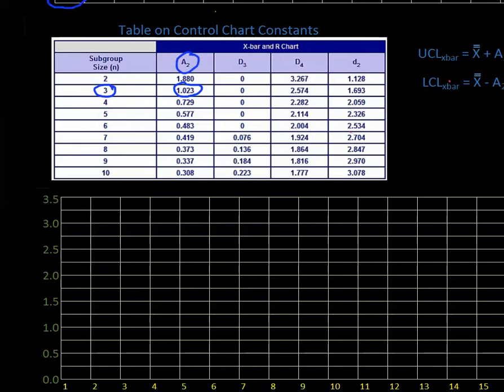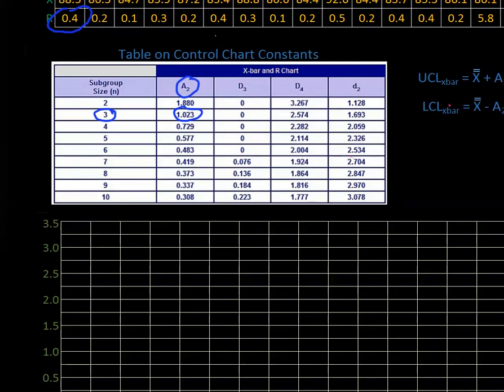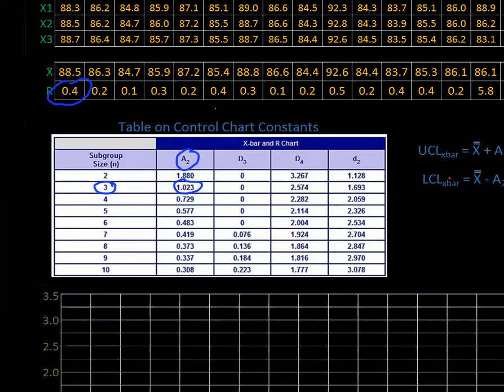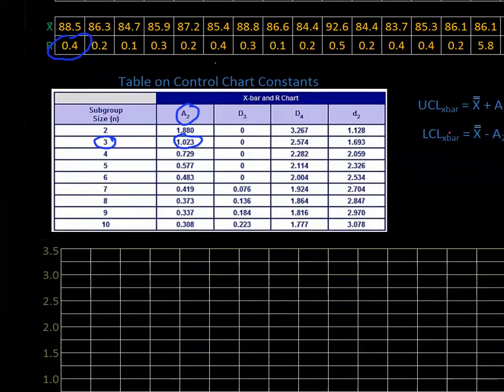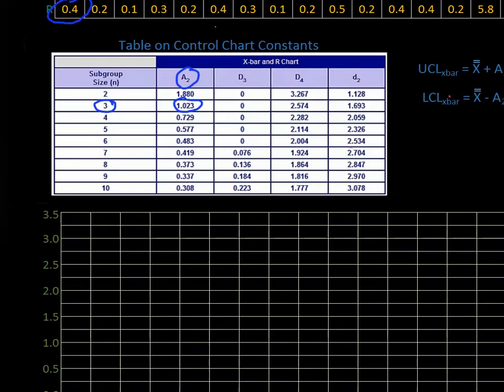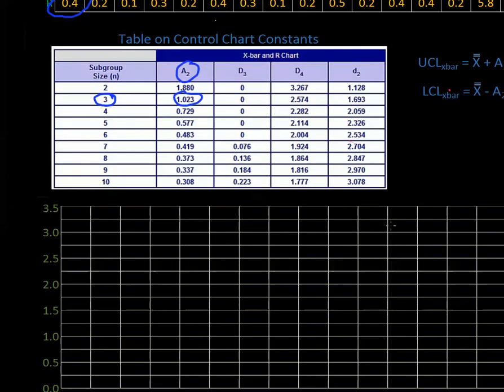So what I'm going to do here is plot the range values. And again, this is the difference between the max and the min value within each of our subgroups. And I'm going to plot them on our table right down here. So our first value, let me use the same color here, we have a 0.4, we have a 0.2, 0.1. And again, I'm plotting the range values.